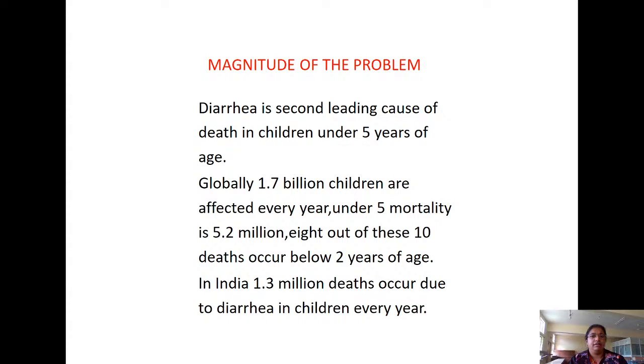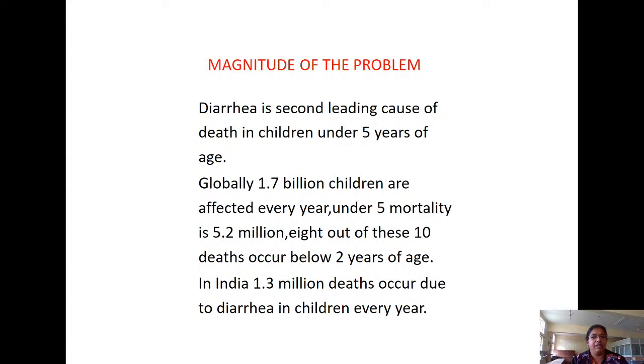Now why is this disease important? What is the magnitude of the problem? Diarrhea is the second leading cause of death in children under 5 years of age. The first cause is respiratory infections, that is lower respiratory tract infections like pneumonias. They are the primarily leading cause of death in children under 5 years of age.